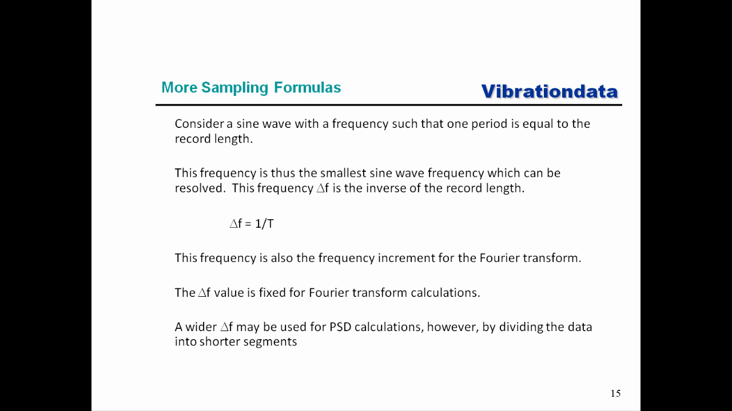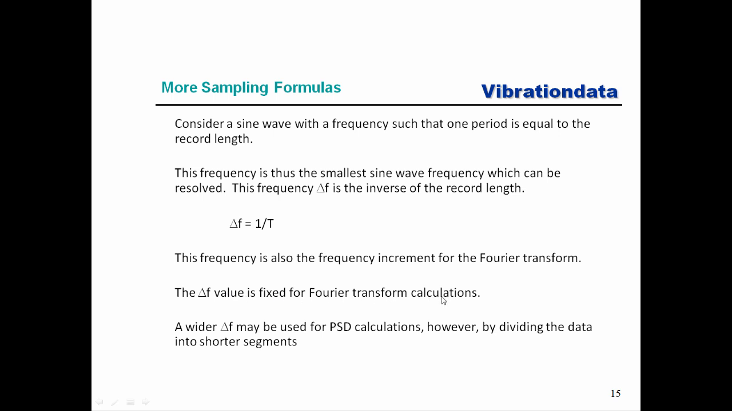This frequency is the smallest sine wave frequency which can be resolved in our Fourier transform. So let's say our duration is 10 seconds, and we have exactly one cycle of a sine function over 10 seconds. Well, that would have a frequency of 0.1 hertz, because it would be 1 over 10. So we take a 0.1 hertz sine function, plot it for 10 seconds, we get exactly one cycle, and that's the smallest frequency our Fourier transform can resolve. It is also the frequency increment within the Fourier transform. And delta F is going to be fixed for Fourier transform calculations.